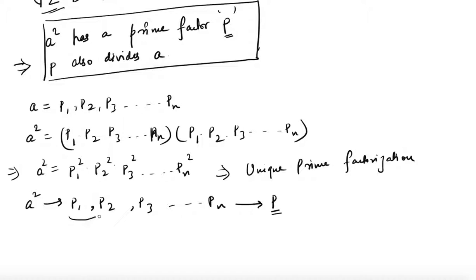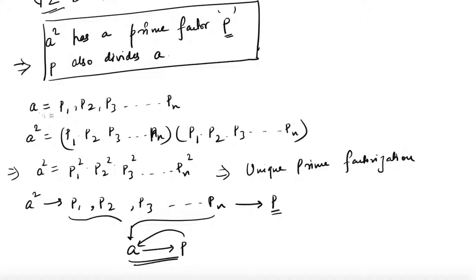But what are basically p1, p2, p3 up to pn? They are the prime factors of a. Hence, p also divides a, or in other words, p is also a prime factor of a. I think you understood. I'll just repeat it once more.